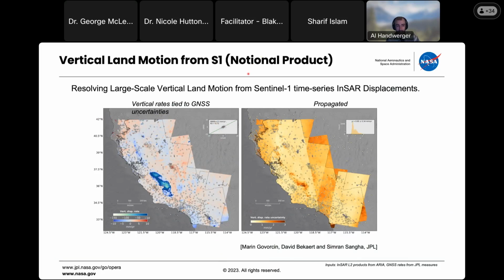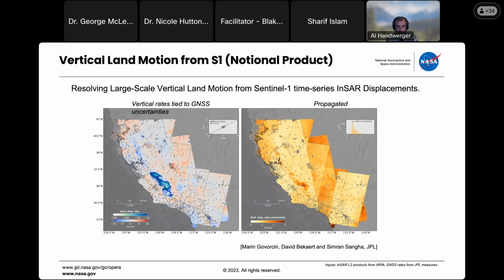We'll be actually taking all of the InSAR displacement maps and converting them into vertical rates and tying this into a GNSS network. And so this is a prototype for the whole state of California. On the left, you can see the vertical land motion. The signal that always really stands out is, of course, the Central Valley of California, which has been subsiding for many years as a result of groundwater withdrawal and agriculture.